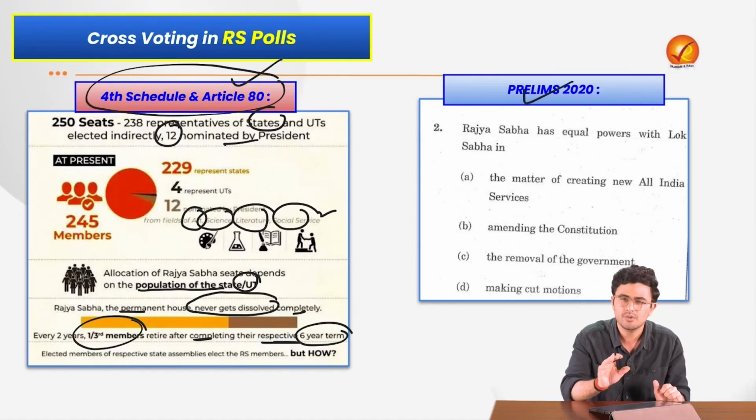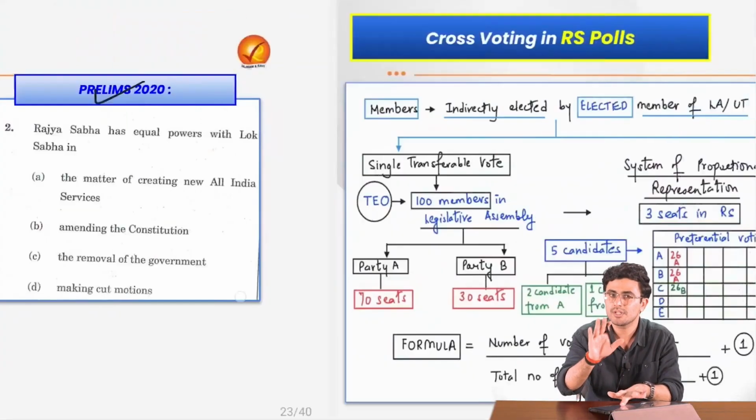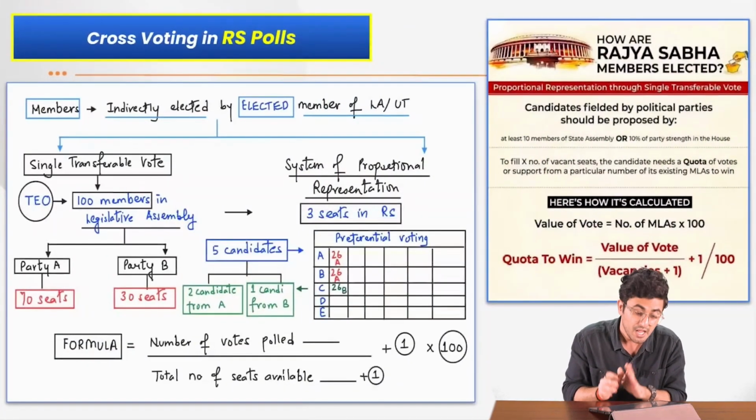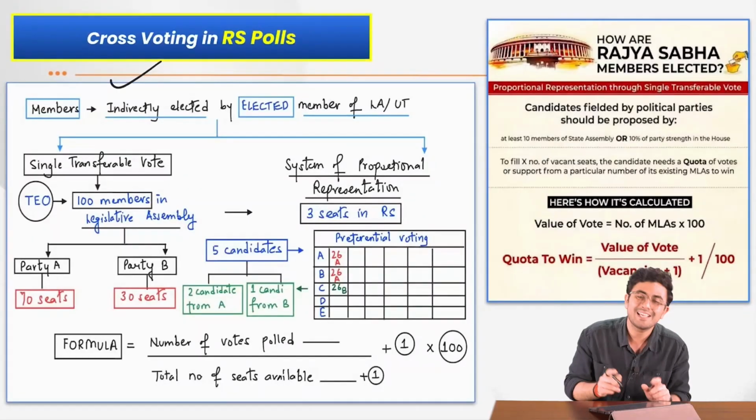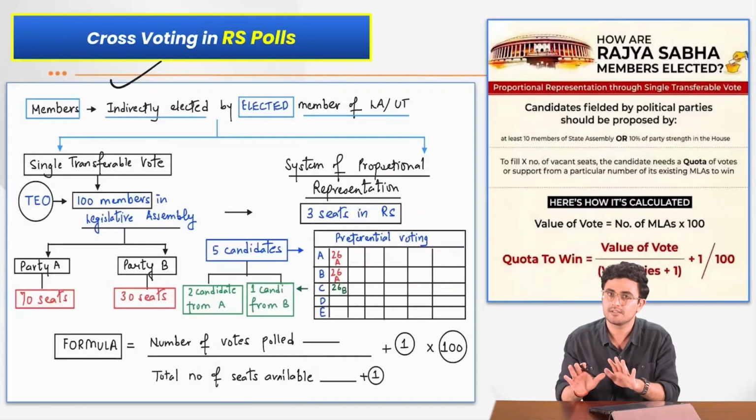Just try to attempt this question on a small discussion of 7 minutes which we have done and see whether your people are actually getting to the right answer or not. Moving to the very interesting election system which takes place in Rajya Sabha. So let's try to understand this.